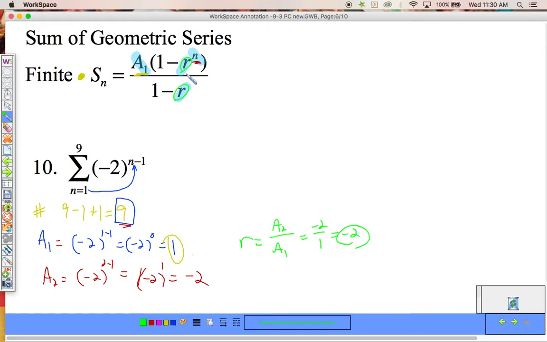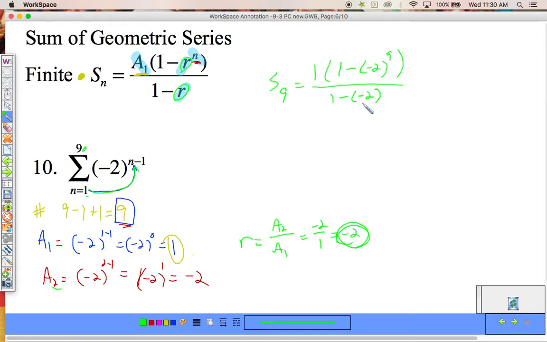So what I did is I found my number of terms by doing the top minus the bottom, adding 1. That's how we figured that out. Get my first term by plugging in 1. Got my second term by plugging in 2. I divided those and got my ratio. So now my sum of 9 terms is going to equal 1 times 1 minus my ratio, negative 2, raised to my number of terms, which is 9, divided by 1 minus my ratio.